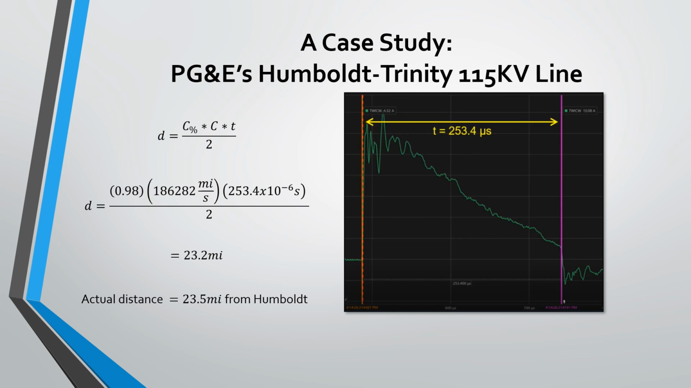Using this information with the factor of the speed of light traveling through the medium of the transmission line times the speed of light itself divided by 2, they were able to calculate the distance between the remote station to be 23.2 miles from the location of the faults. The actual distance as they went out and found the problem was 23.5 miles from the Humboldt side of the station. This is a great accuracy and saves a lot of money in trying to find the source manually with people on foot, helicopters, that sort of thing.